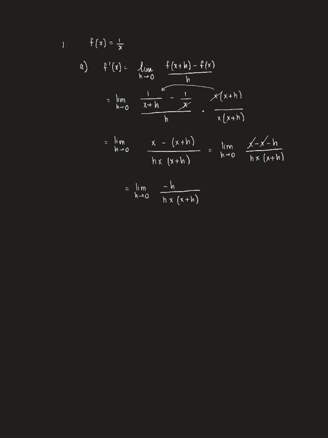This simplifies further because we can cancel one h from the numerator and the denominator. And we're left with the limit as h approaches 0 of negative 1 over x times x plus h. Now we can let h go to 0. It becomes very, very tiny, so that's like plugging in 0 in place of h, and we're left with negative 1 over x times x plus 0, or x squared. And so the derivative of our function is negative 1 over x squared.